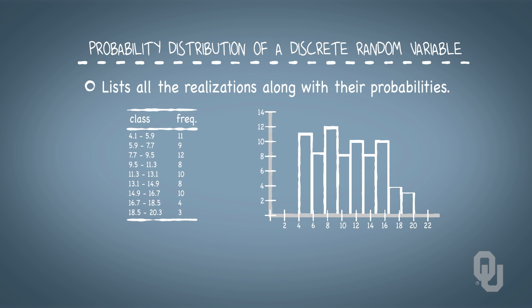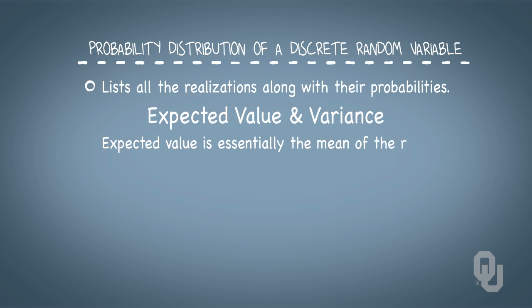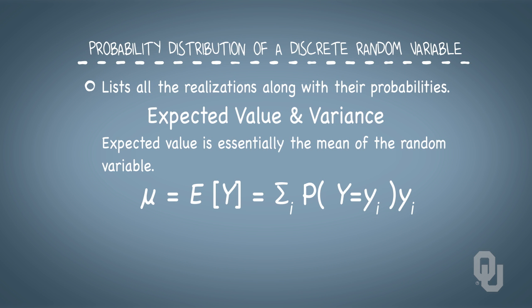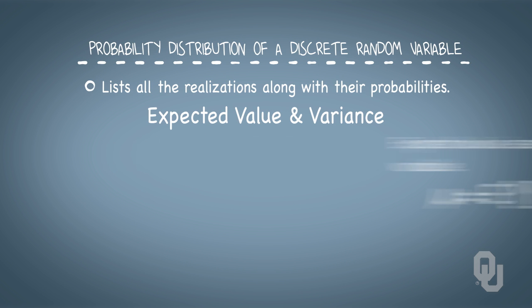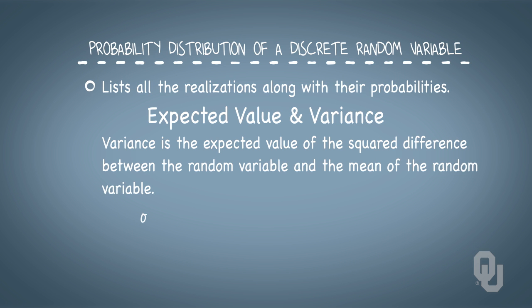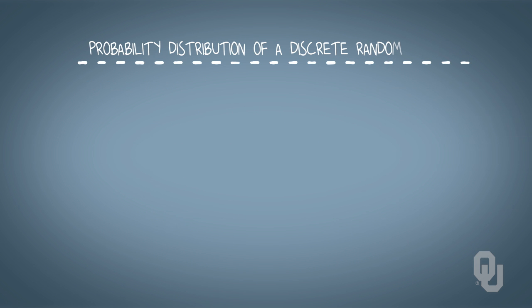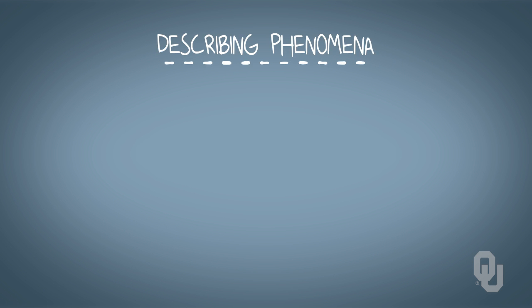A couple descriptive measures of discrete random variables are the expected value and the variance. The expected value is essentially the mean of the random variable, found by multiplying each realization by the likelihood that that realization occurs, summed across all realizations. The variance is the expected value of the squared difference between the random variable and the mean of the random variable.